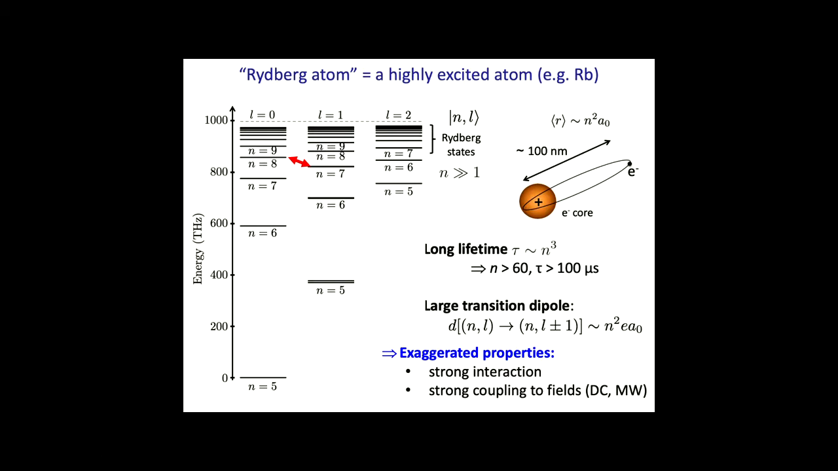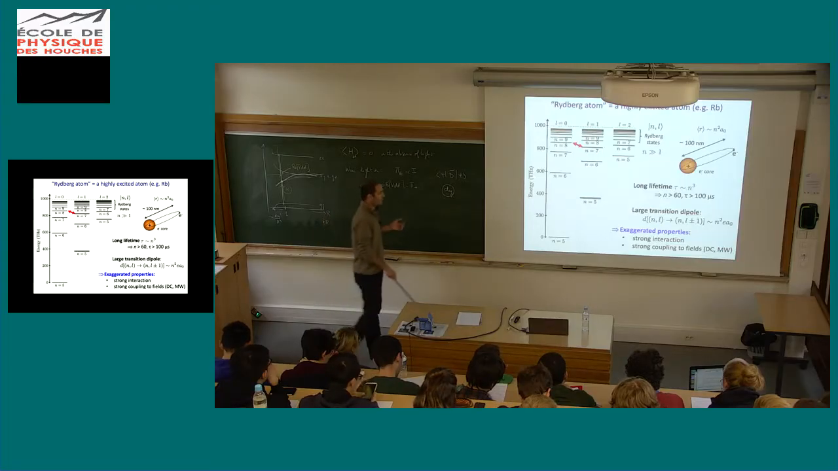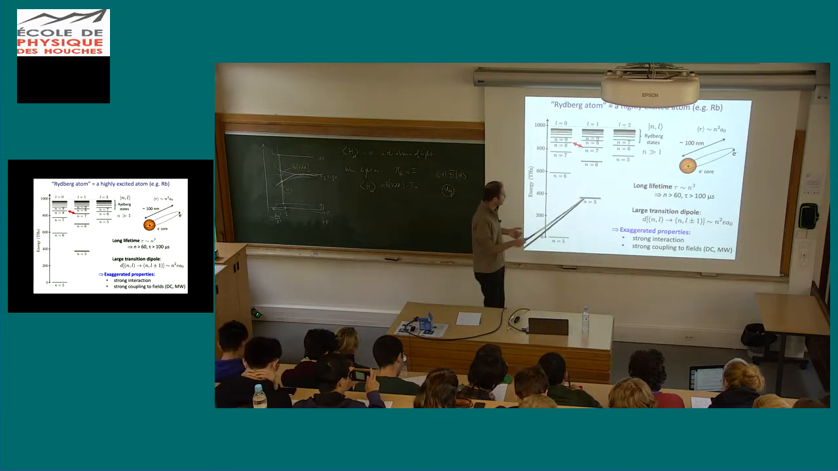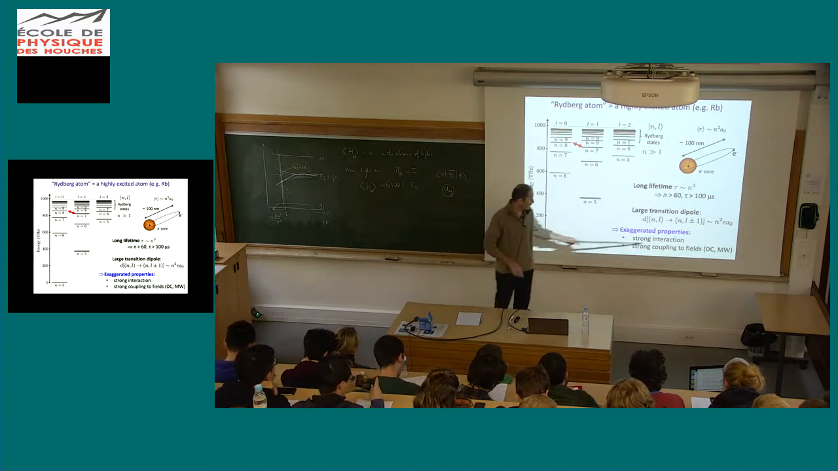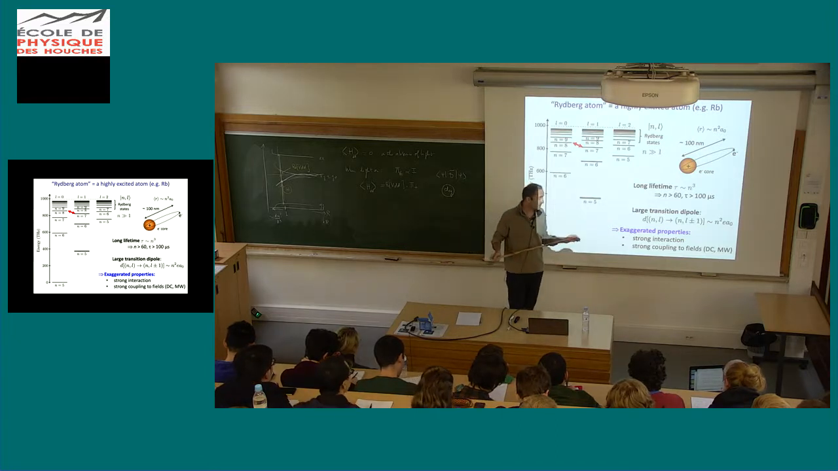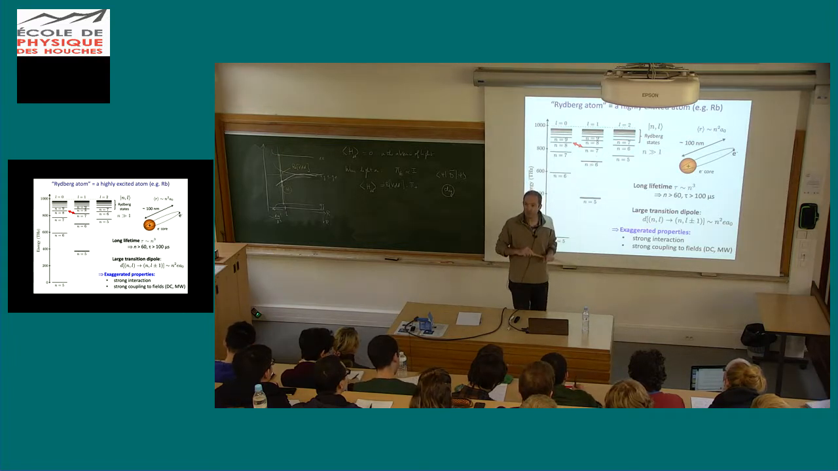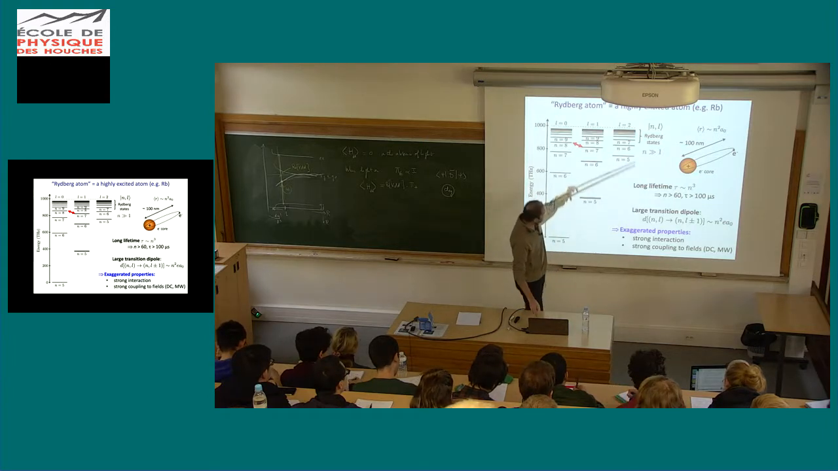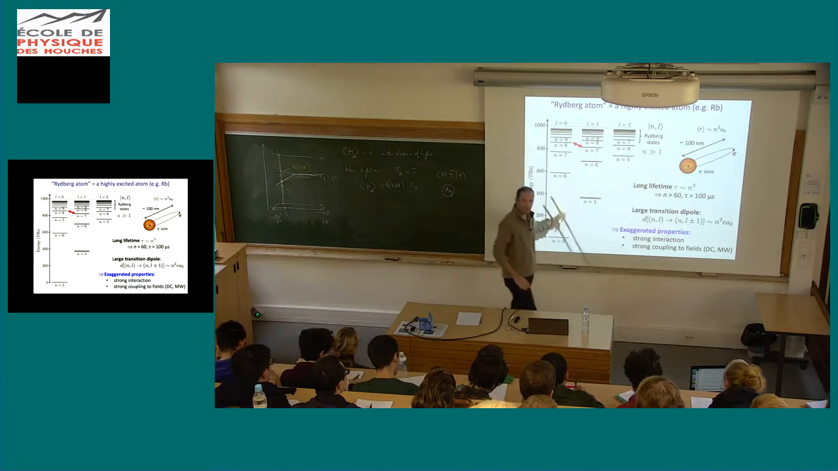Because of these properties, you find out that Rydberg atoms are interesting because they have exaggerated properties with respect to ground state atoms. First, they will feature very strong interactions. And second, they will exhibit very strong coupling to fields. In particular, they are highly polarizable. And this is exactly what Jean-Michel used in his experiments. I will come back to that in a minute. So let's try to understand a bit more in detail those scaling laws.